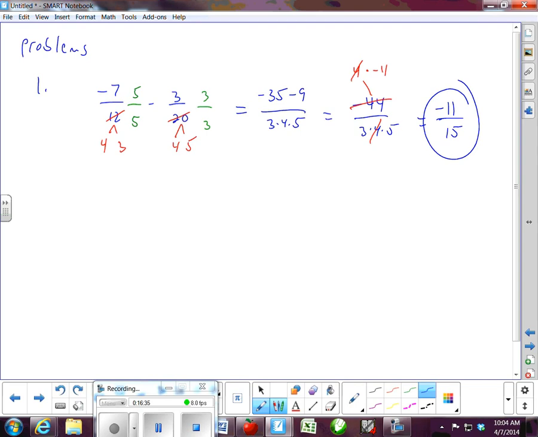Adding fractions, you've got to have a common denominator. Add the numerators and put them over a common denominator.